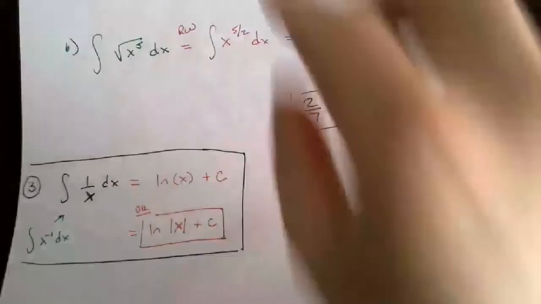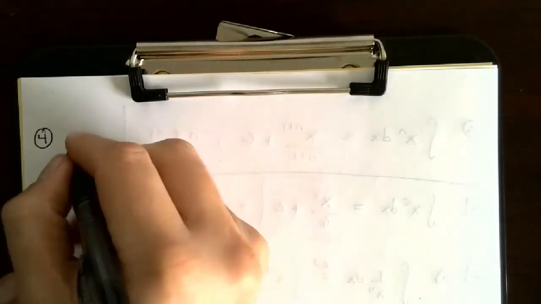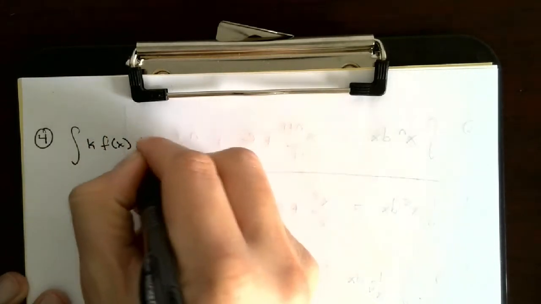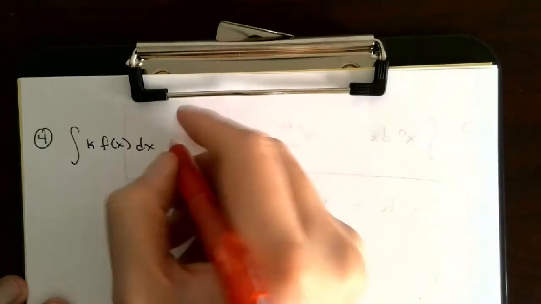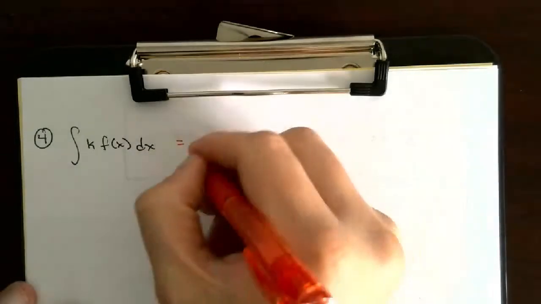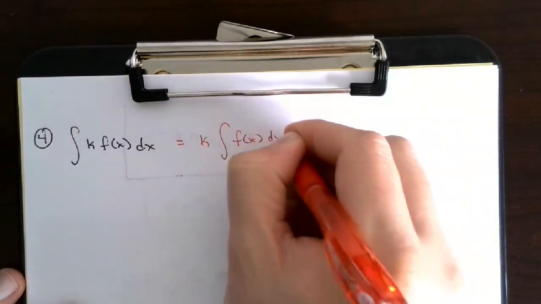Let's take a look at the next rule. The next rule is number 4. If I have the integral of some constant k times some function f of x with respect to x, that's the dx. Just like with derivatives, if there's a constant in front, you can just keep it in front and then proceed as normal to take the antiderivative. So you can keep k in front, and then take the antiderivative of the function f of x dx.